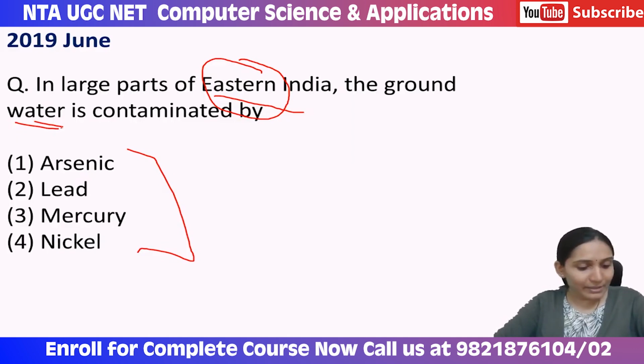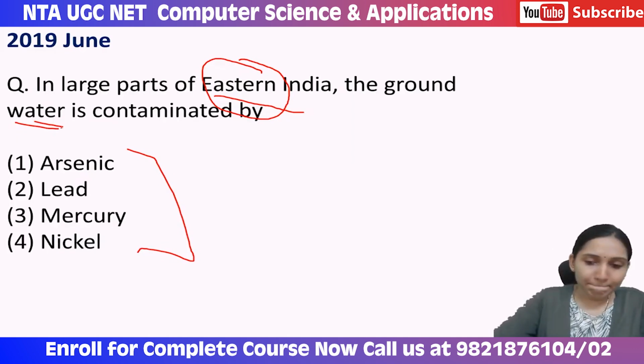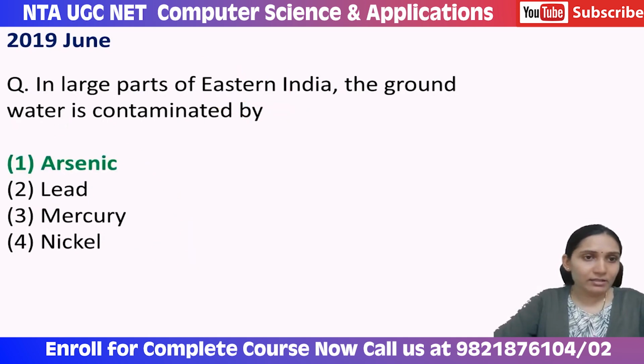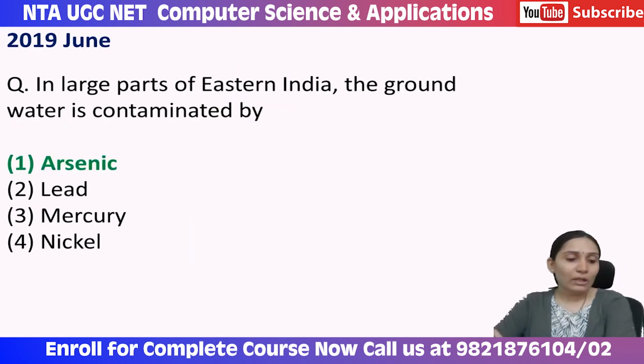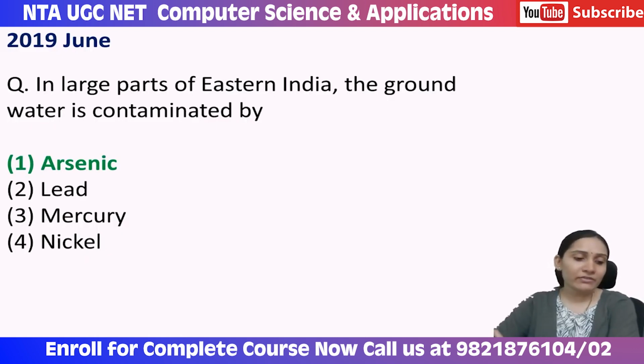So Lalit has commented 4. Any other answers? Nobody else? No other answers. I'll just see the answer. 1 is the answer, arsenic. So arsenic is responsible for groundwater contamination in the eastern parts of India.